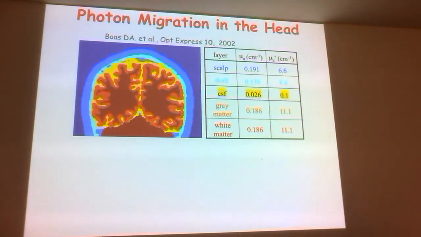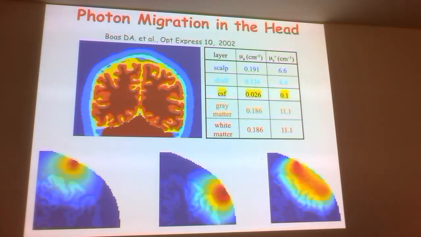Okay. So looking at this in a little bit more detail, we can calculate just the distribution of light. If we have a source here, the light will be distributed throughout the head. You can see most of it is near the scalp and skull.